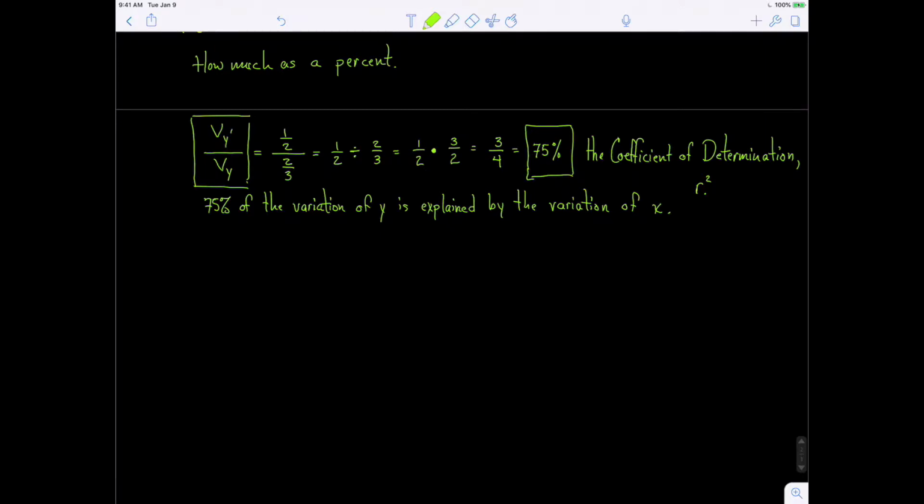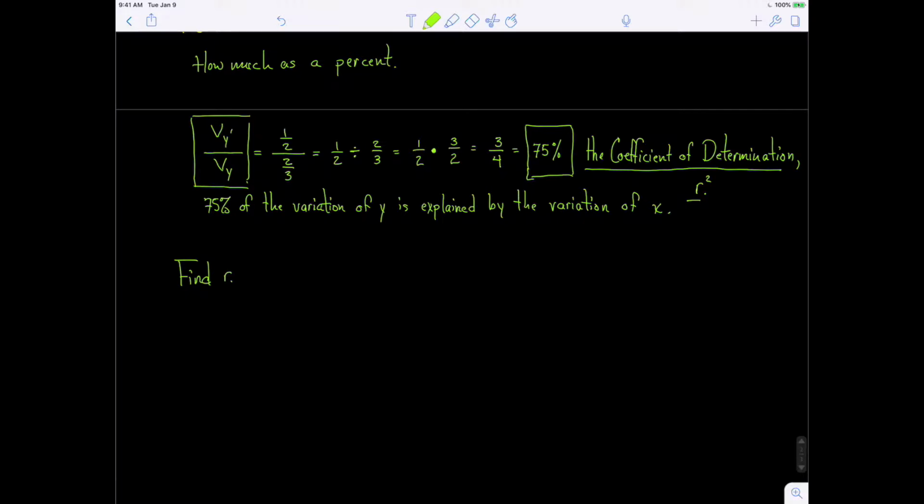Hi, this is Tom, and in this video we're going to look at one other way to find the coefficient of determination, or r squared. So here's what we're going to do. Let's find r.